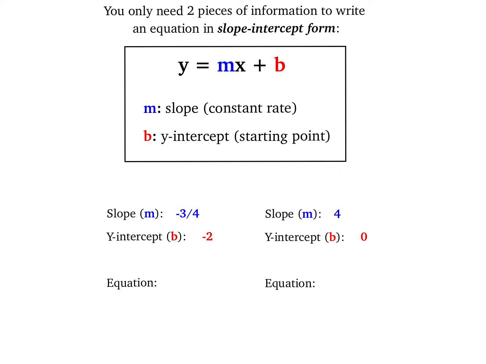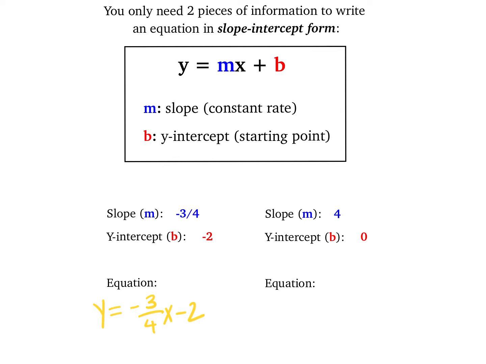So let's say you knew the slope was -3/4 and you knew the y-intercept was -2. To put those together for your linear equation, it would be y equals -3/4 x minus 2. Notice we wrote minus instead of plus since it was a negative.